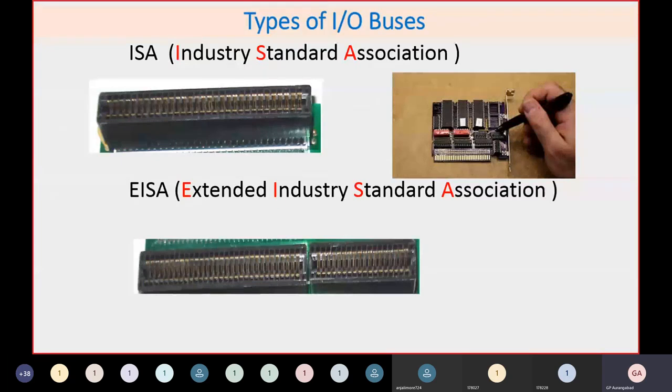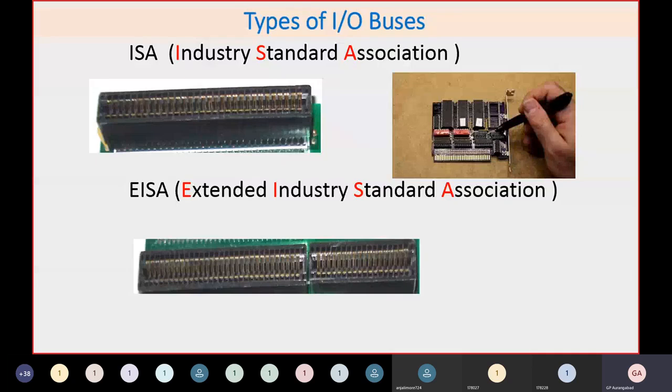Now this is a picture of the ISA bus. You will find the upper slot is an 8-bit ISA slot, and the lower one is a 16-bit ISA slot. You can say there are two slots, ISA and ISA. ISA means Industry Standard Association. This is an organization which developed this particular bus slot, and that is why it is named the ISA slot.